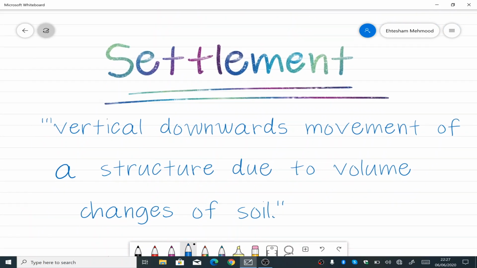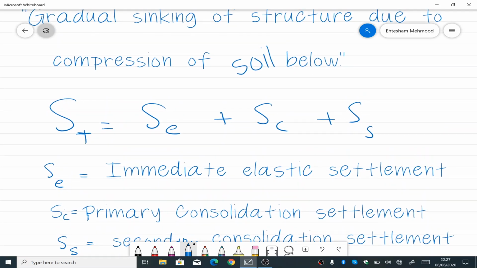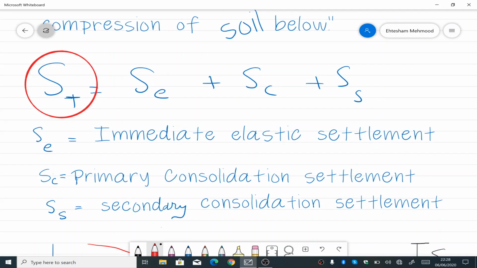Settlement. So what is settlement? It is the vertical downward movement of a structure due to the volume changes of the soil, or in other words, gradual sinking of a structure due to the compression of the soil below. If we talk about settlement, ST indicates the total settlement, which is equal to SE plus SC plus SS, where SE is immediate elastic settlement, SC is primary consolidation settlement, and SS is secondary consolidation settlement.